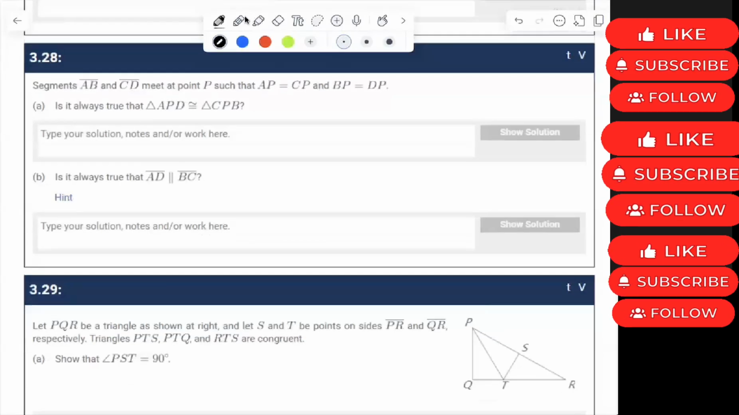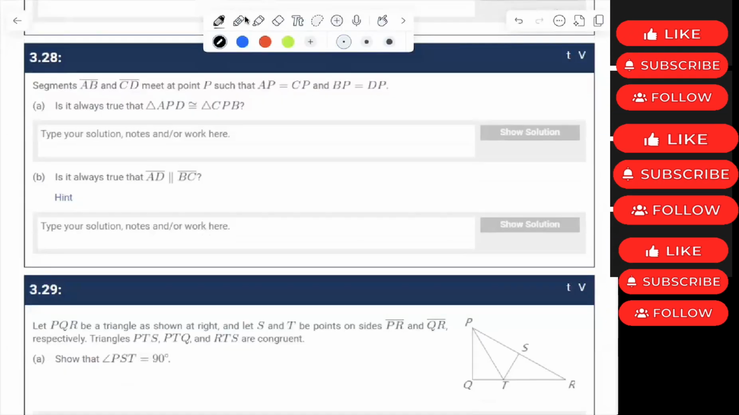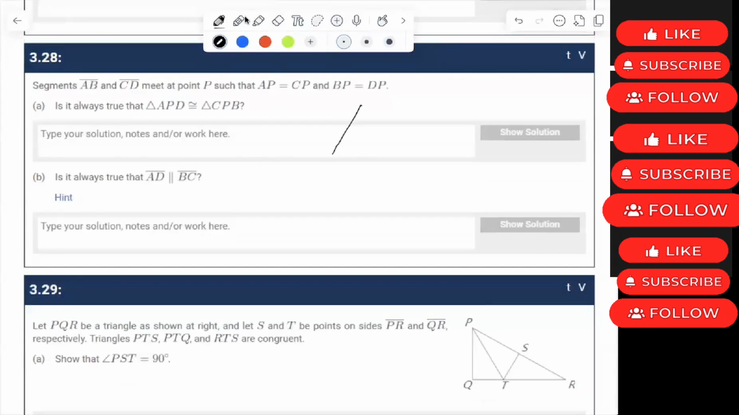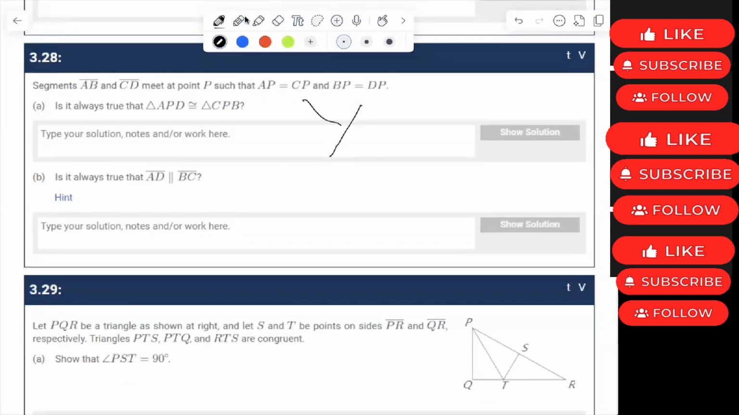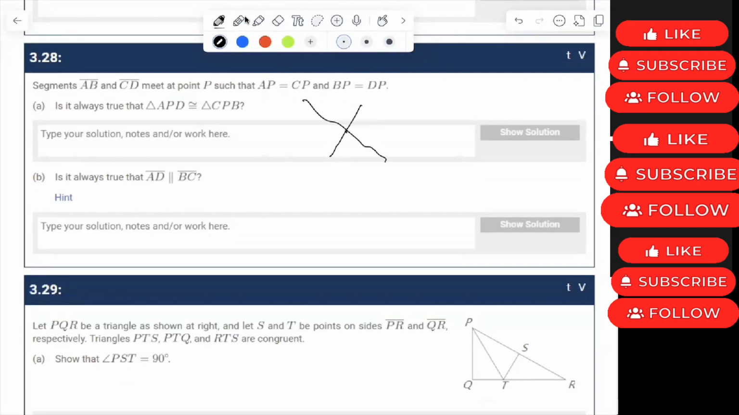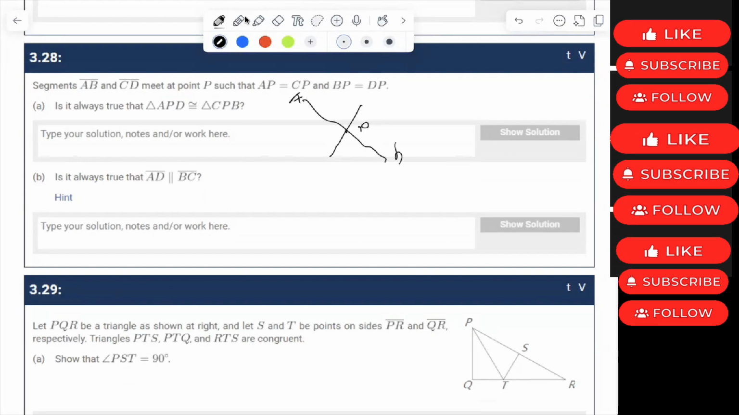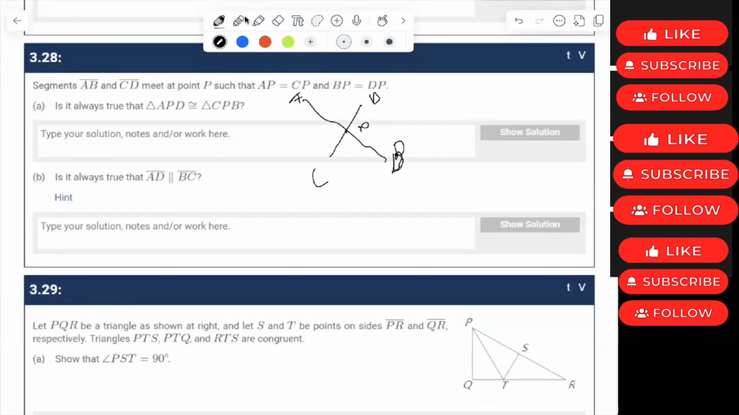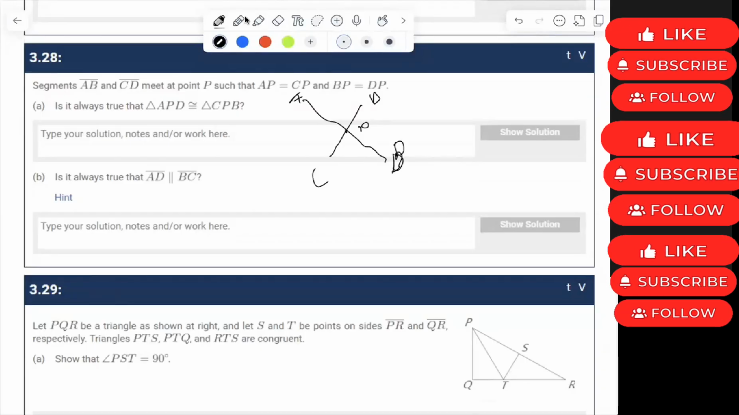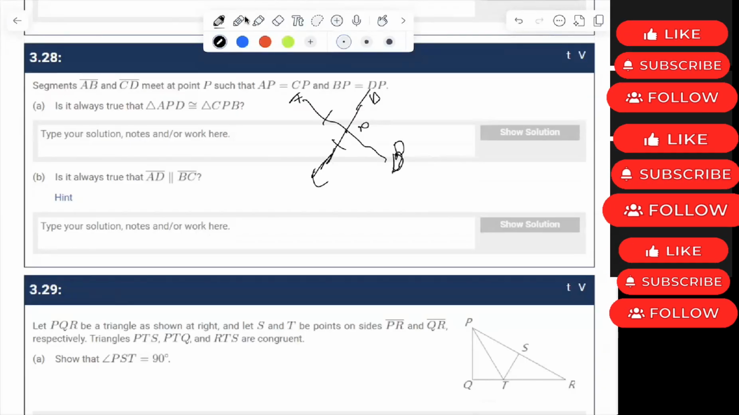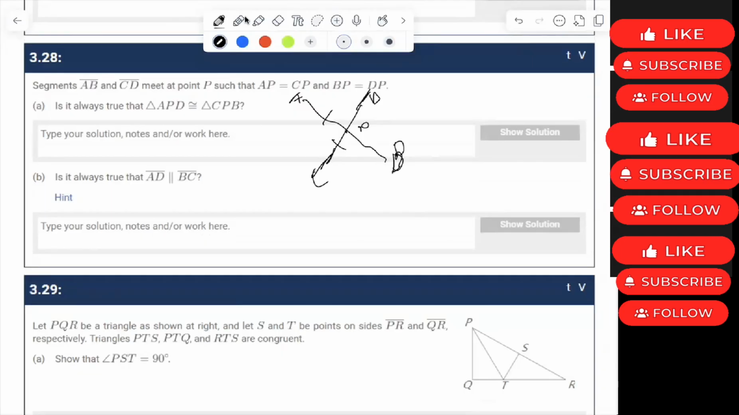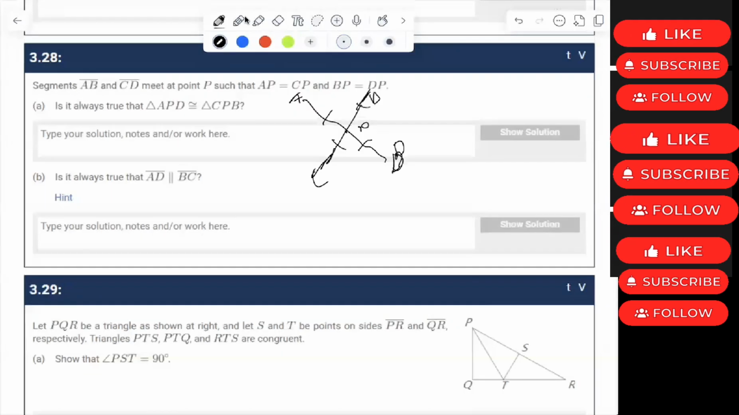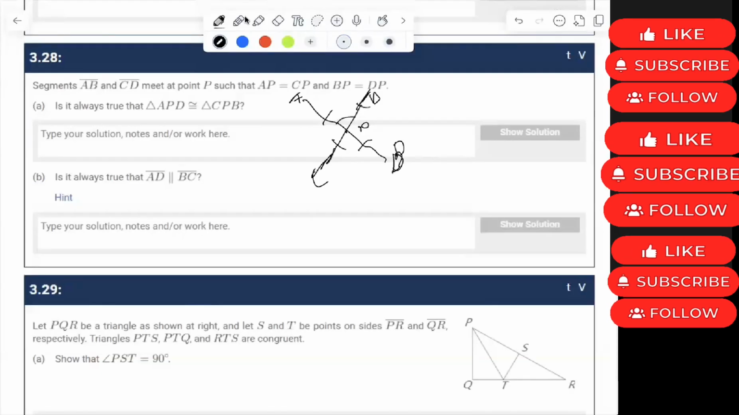All right, let's get started with this question. Is it always true that APD is congruent to CPB? Let's see. AB and CD meet at point P, AP is equal to CP and BP is equal to DP. Is it always true? Yes, because by SAS this is true.